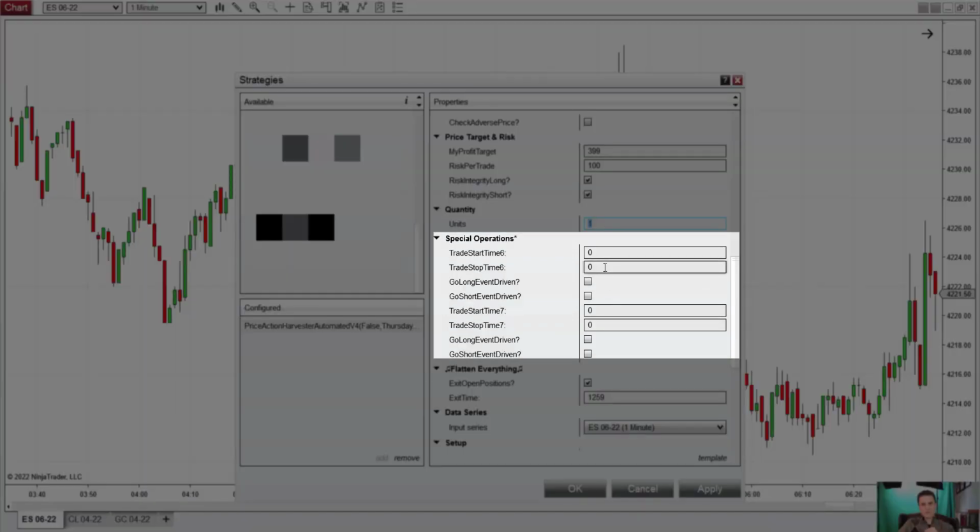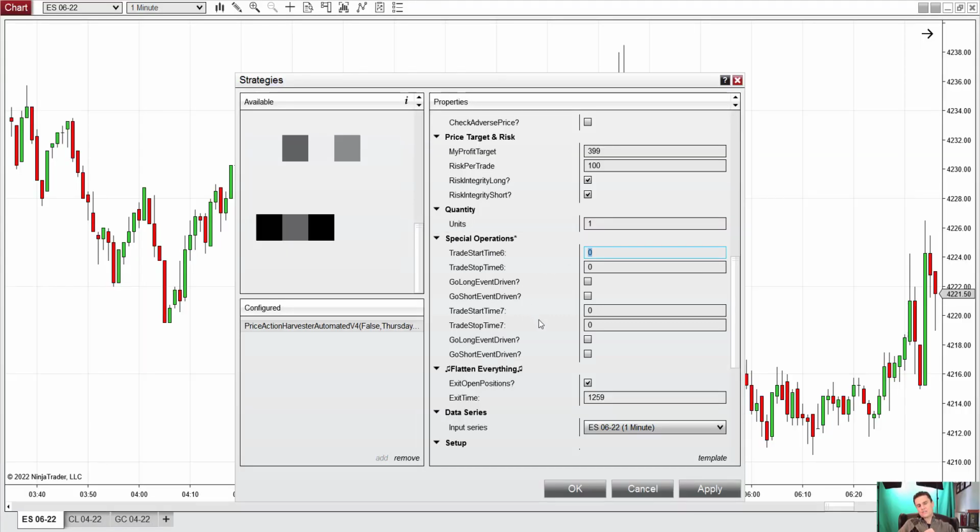All right, here's special operations. Special operations, trade start time. I want to start looking for trades from 7:31 until 11:29. Why this time? Because I'm waiting essentially for the initial hour to go by. Then I'm trying to get out before there is any particular counter move that usually happens in the marketplace.